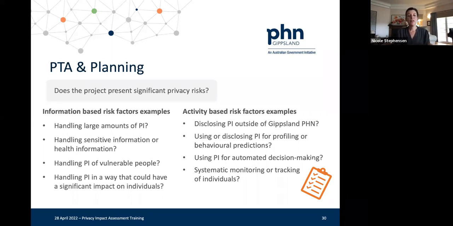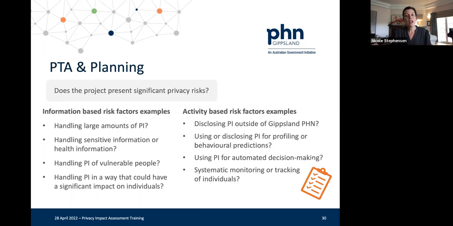Are we handling sensitive information or health information in this context, or the personal information of vulnerable people? Or are we handling personal information in a way that could have a significant impact on individuals? And while we're proposing to handle large amounts of personal information in this scenario, I wouldn't necessarily consider that the information extends to being sensitive or health information. It may be of vulnerable people, but we don't know that simply from account information. And it's unclear at this point whether there could be a significant impact on individuals.